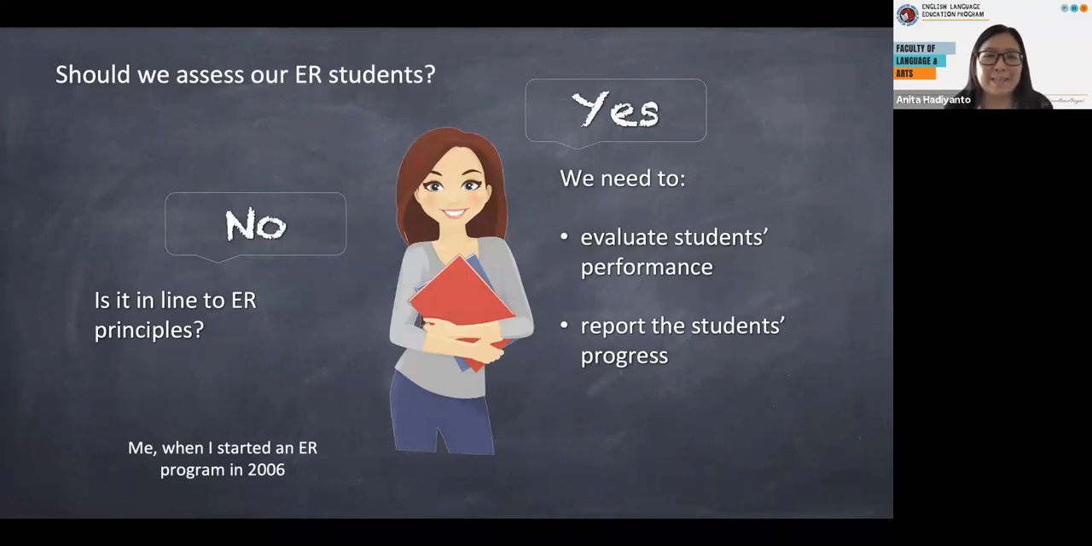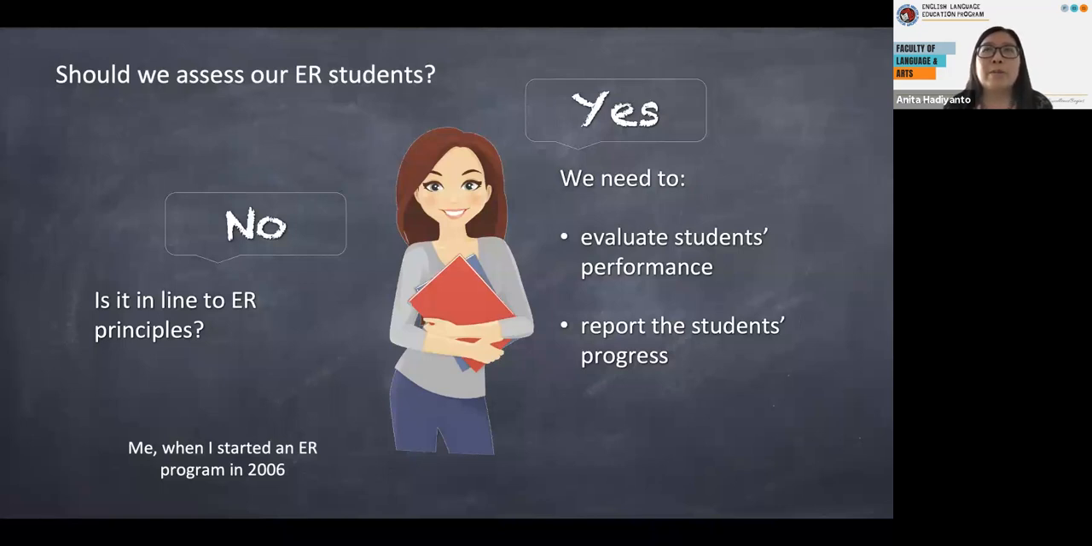This picture is actually me when I started an ER program in 2006. At that time, I asked myself whether it is okay to assess our ER students, considering that our ER program is a required course. It means it is mandatory, so our students must take it. Because of that, we need to evaluate our students' performance and report their progress. So we need to decide their grade.